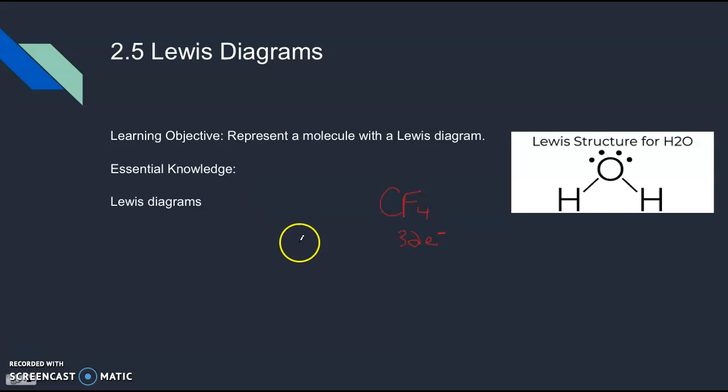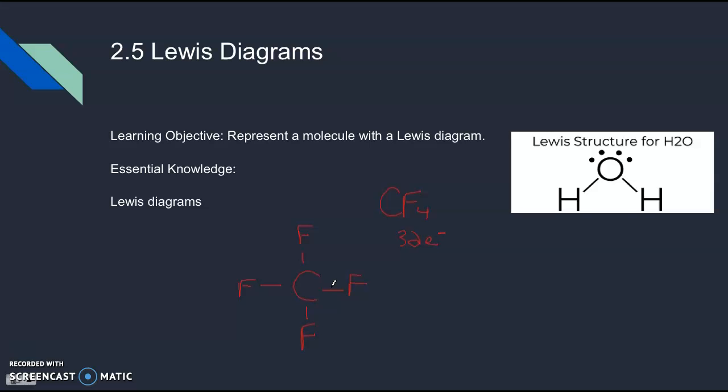So the next step then is to start off with a structure. We want to place a center atom, and that's the first one listed, unless it's hydrogen, first element listed in the molecule. And then you want to connect it to the outer atoms with a single bond. So you just want to put 4 fluorines around the carbon with a dash in between. And the dash represents a single covalent bond, so it's 2 electrons that are being shared by both atoms.